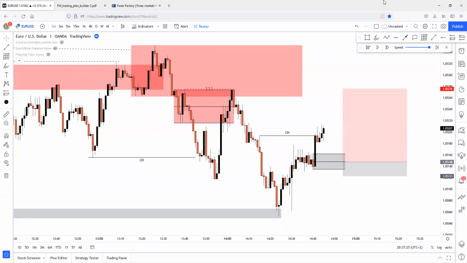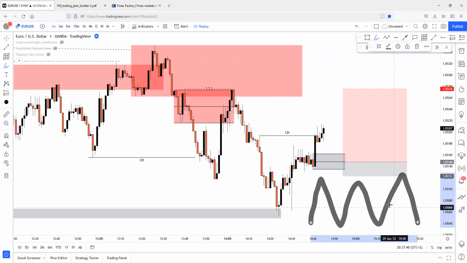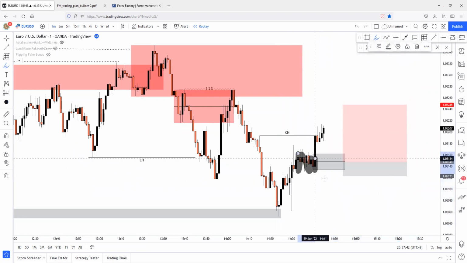No, guys, this isn't part of the liquidity. What did we learn about liquidity? That equal candles next to each other can be considered as liquidity. This isn't liquidity. How does liquidity look like? Like this, right? This is liquidity. These are equal candles next to each other.